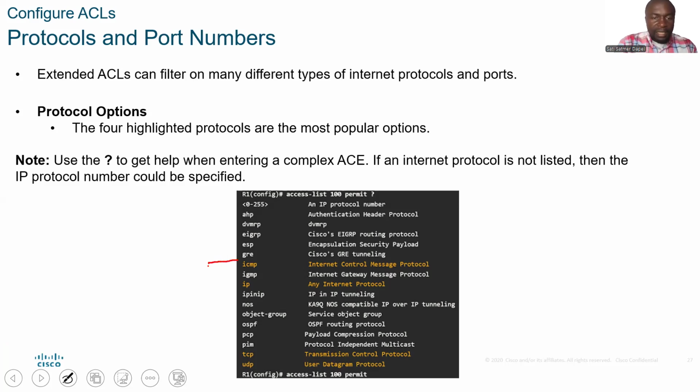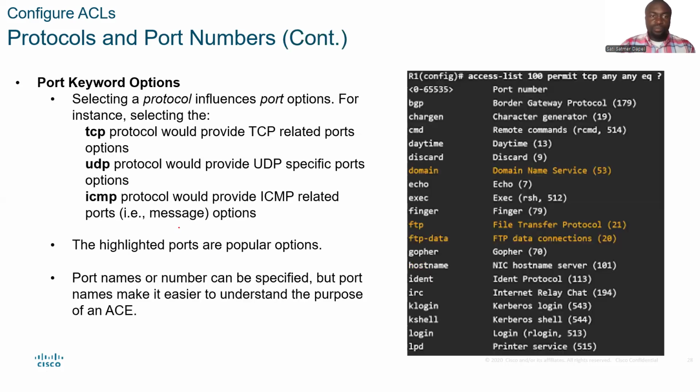That is the ICMP. ICMP is the one for ping, whether you run a ping or you run traceroute or things like that. Then there's another one for IP addressing. Then there's another one for TCP/IP. That's for transmission control protocol. And then for UDP, which is the user datagram protocol. So selecting protocol influences port numbers.